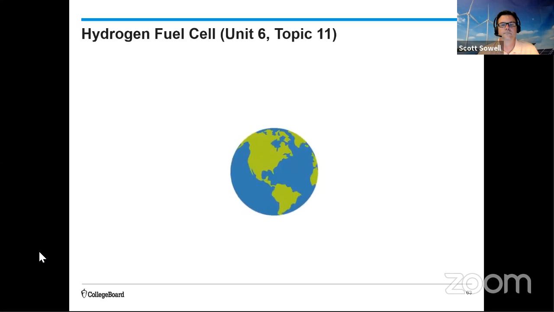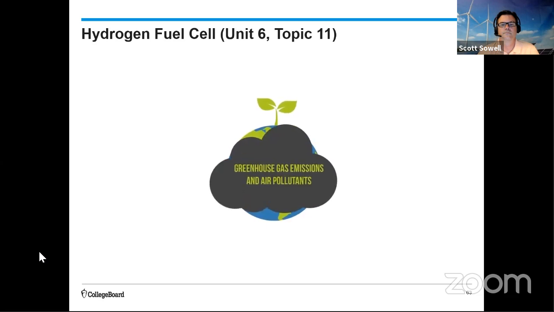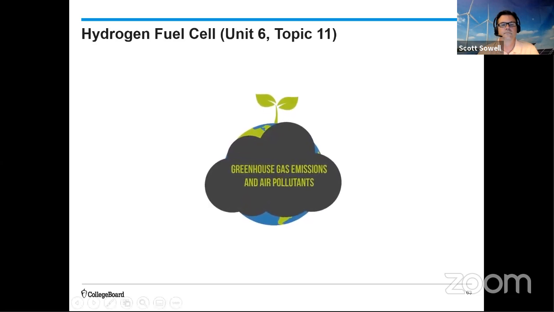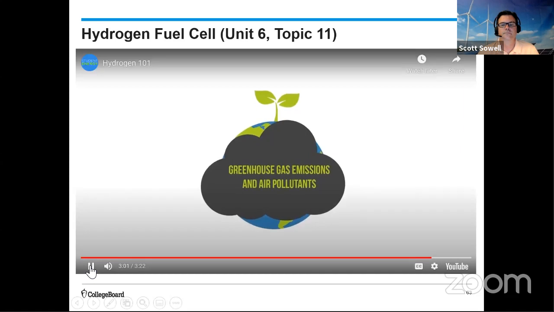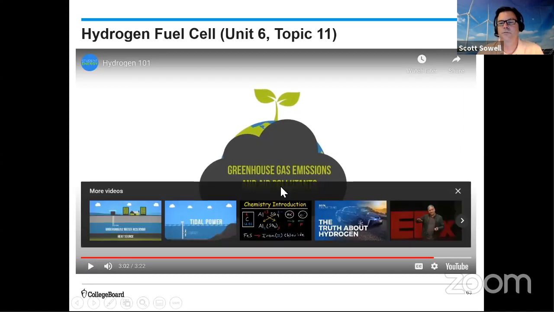While some of its applications appear attractive for environmental reasons, deriving hydrogen requires energy that can result in greenhouse gas emissions and air pollutants that lessen the overall environmental benefits of the technology. So let's just repeat that again. While the hydrogen fuel cell itself, as a way of generating electricity, is brilliantly clean, the problem becomes, where do we get that hydrogen gas from?